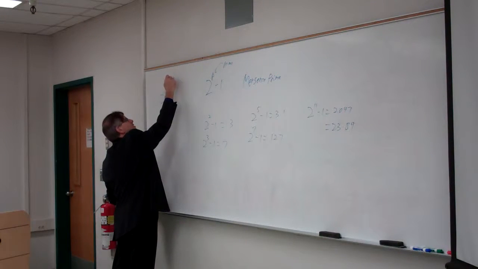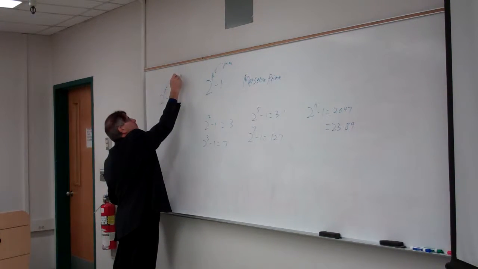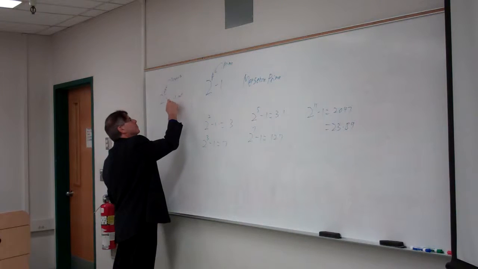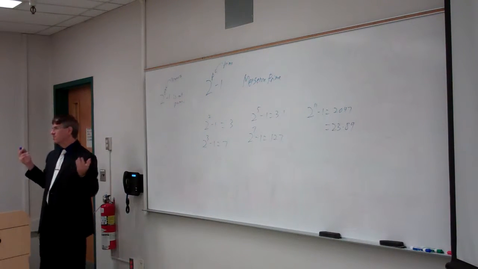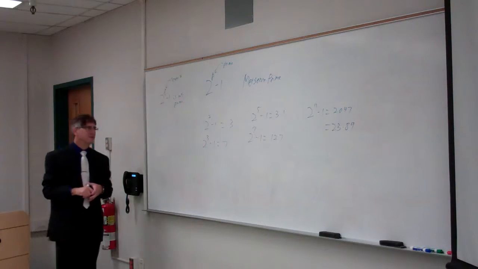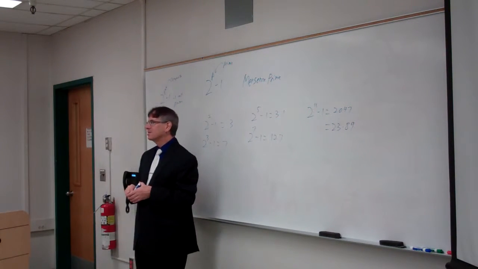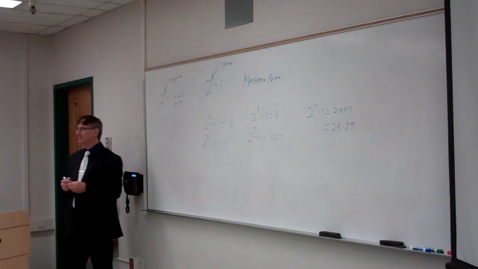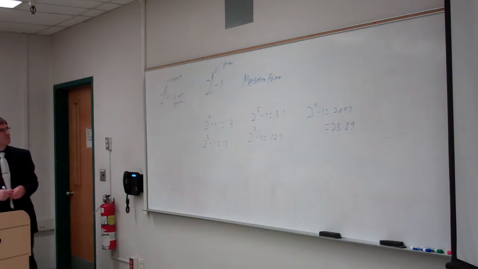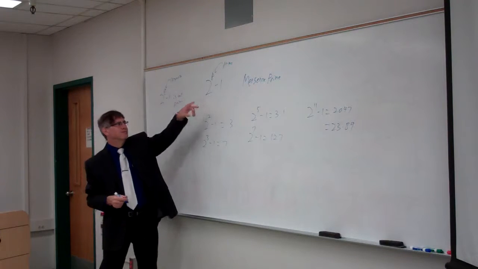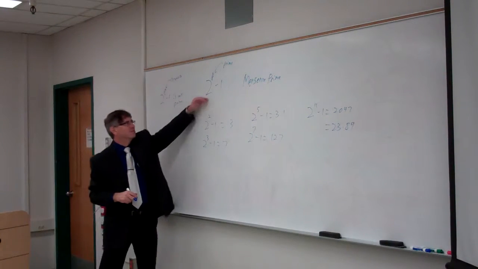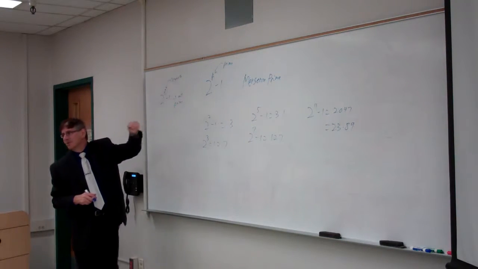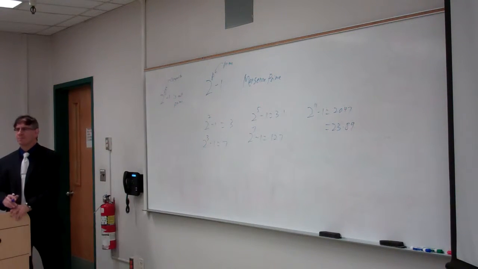And if p is composite, this is not prime. So 2 to the 4th minus 1 is 15, that's not prime. 2 to the 6th minus 1 is 63, that's not prime. 2 to the 8th minus 1 is 255, that's not prime. But if p is prime, this may be a prime, and if it is, it's called a Mersenne prime. And this is the form of the really big prime numbers that we see written up in the paper from time to time. Well, what's special about Mersenne primes, though?